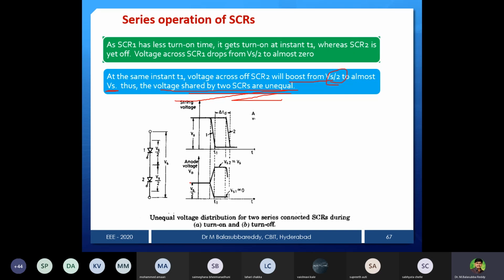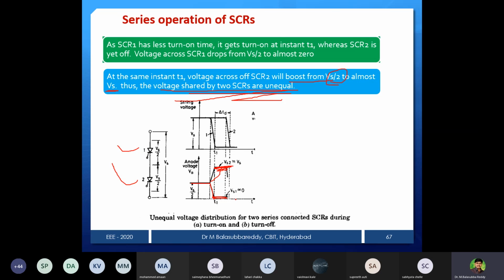So that's what we noticed here. Let it be the anode voltage, with SCR1 and SCR2. Initially in the off state, both are sharing Vs by 2. Whenever we try to turn on, you can see that SCR1 is going to turn on first, because of less turn on time. Immediately it will turn on, and its voltage is 0 volts. But once it is on, immediately the total Vs is applied across SCR2, and that voltage rises to Vs. Instead of Vs by 2, we are getting the total Vs. That is the problem here.